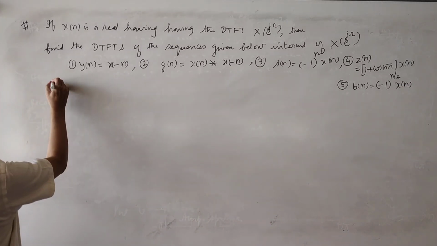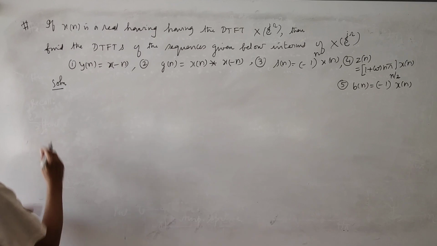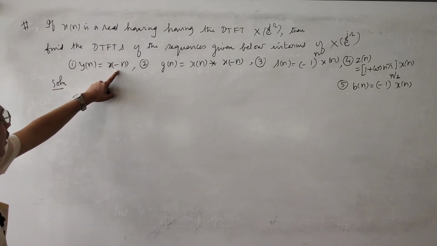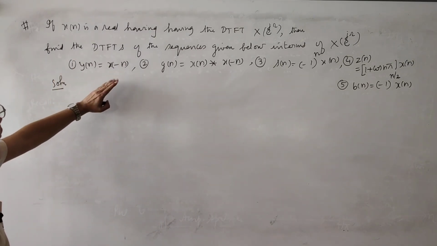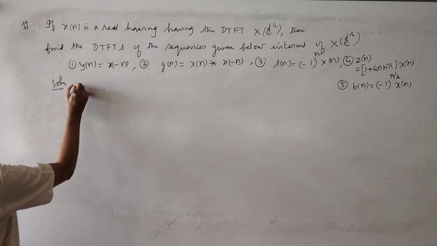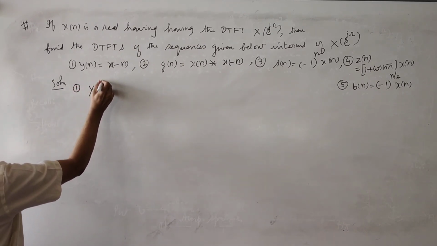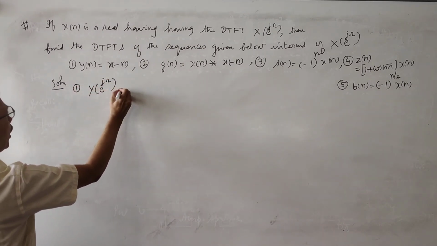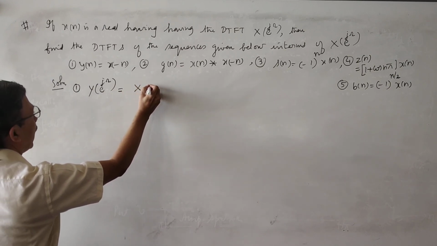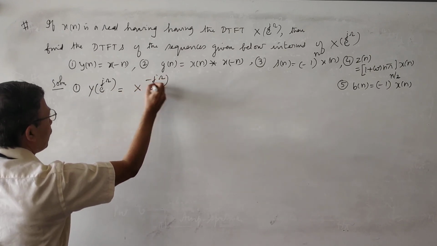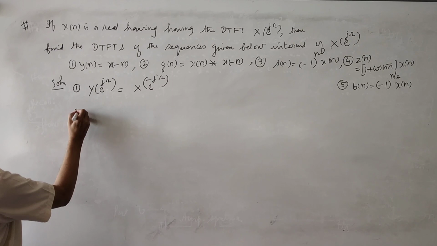Solution. Y of n equals x of minus n. Reflection in time corresponds to reflection in frequency. Therefore, what is Y of e power j omega? Y of e power j omega is nothing but X of e power minus j omega. This is the answer.